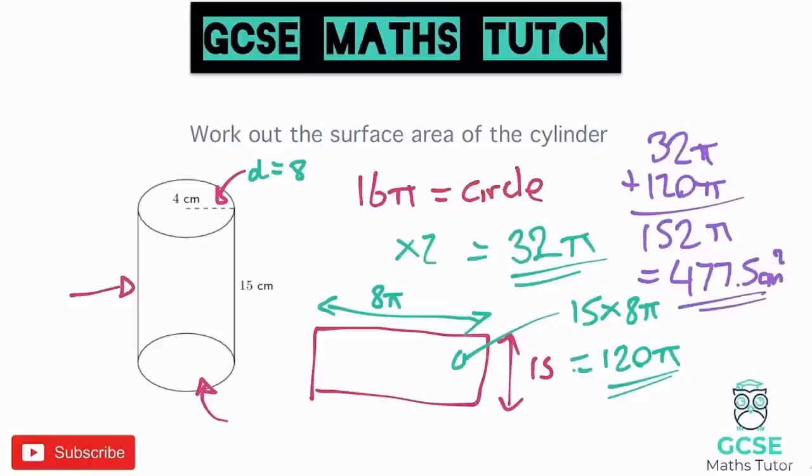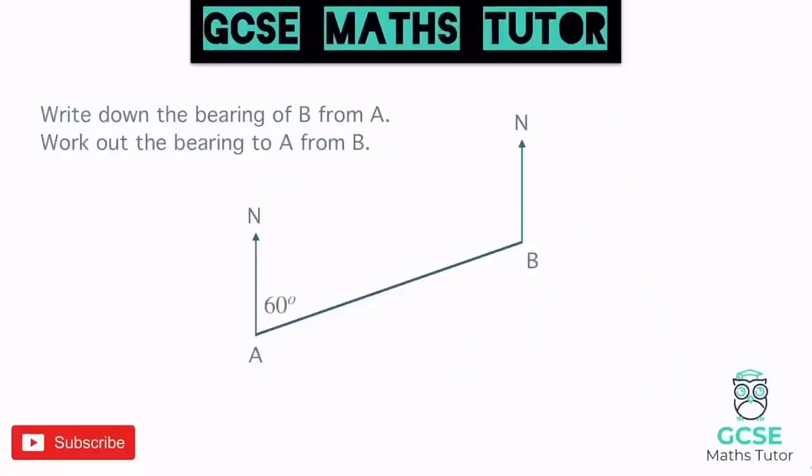So you just got to remember, you obviously got the circles top and bottom, and then to work out the area of the curved part, you need to think about that circumference there being the length of the rectangle. Here we go, working out some bearings.